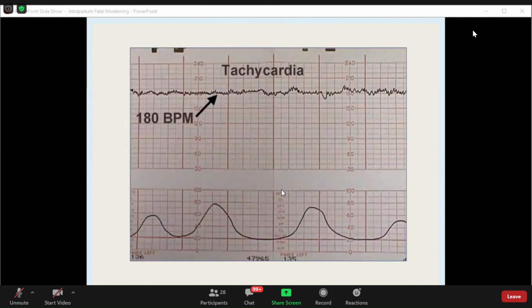Tachycardia, this fetus is tachycardic in the 180s, and consistently, more than likely, there's an intrauterine infection. This kind of heart pattern is indicative of intrauterine infection.